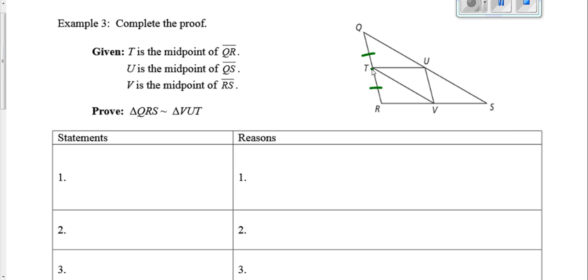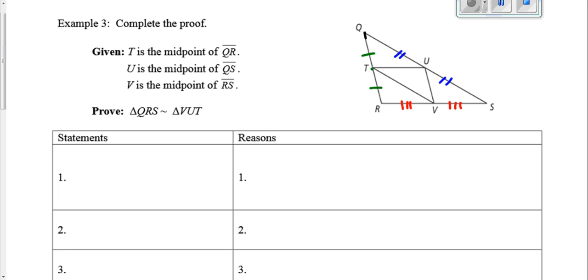All right, then it tells me that U is a midpoint of QS, so these two are the same. And last but not least, V is the midpoint of RS, so these two are the same. Okay, now let's take a look at what we are going to prove. All right, I don't have any angles I can do here. There's no verticals, there's no shared angles. Okay, so we're proving that QRS is similar to VUT.